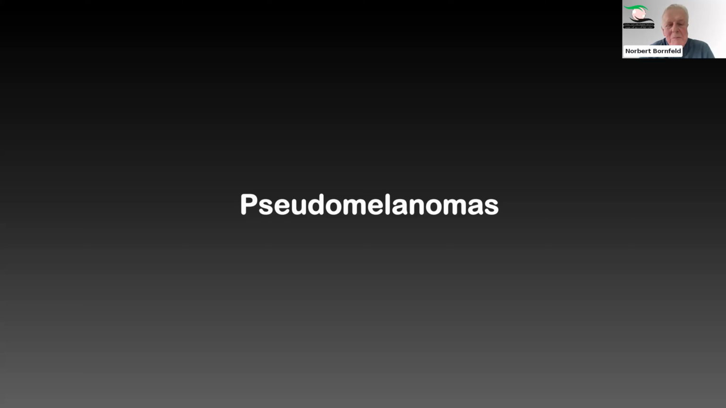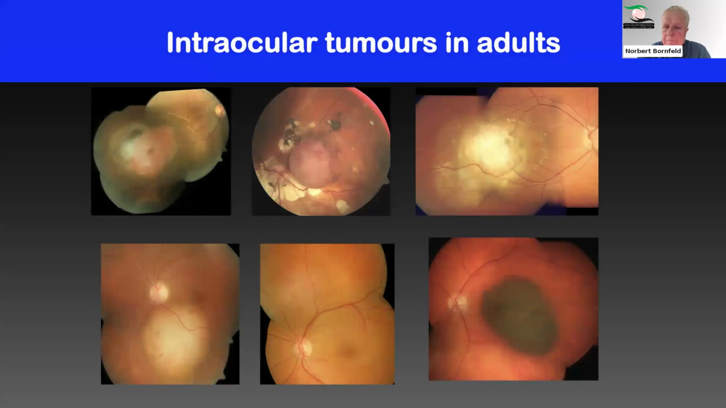So pseudomelanomas may confuse the ophthalmologist. And these are 6 different tumors in an adult patient. Just look at them, and one message is none of this is a melanoma. Just consider what you would think.